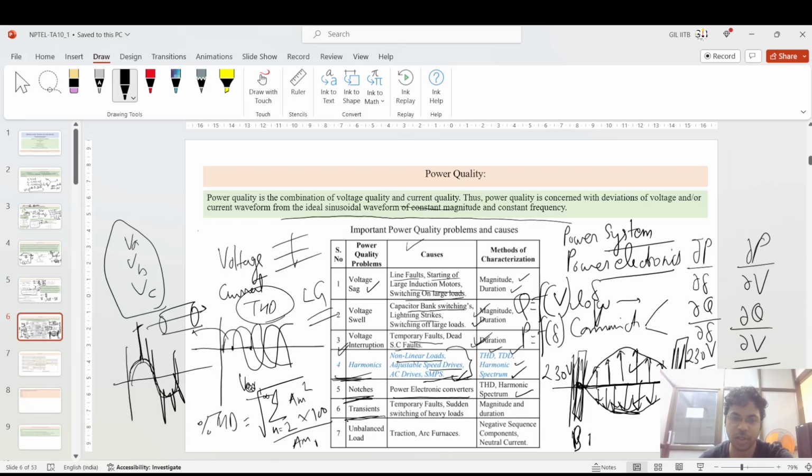This is also represented based upon the THD and the harmonic spectrum. And the other is the transient. Transient is also one of the phenomena, a temporary kind of situation. When you suddenly switch on heavy loads, it takes a higher current for creating the flux, and also in the situation of a temporary fault. These transients are not desirable when the initial situation comes for the flux generation. And this is also defined in terms of the magnitude and the duration.